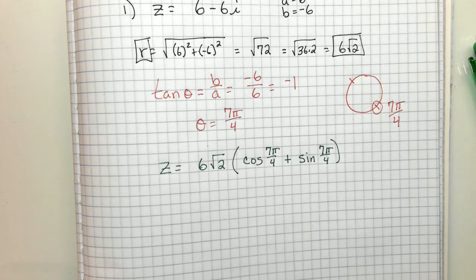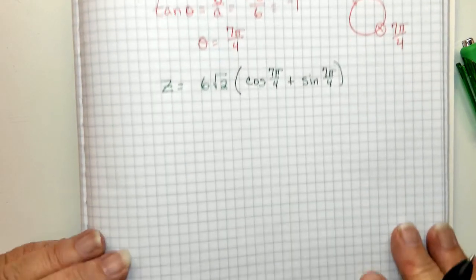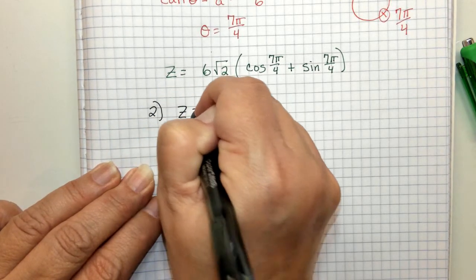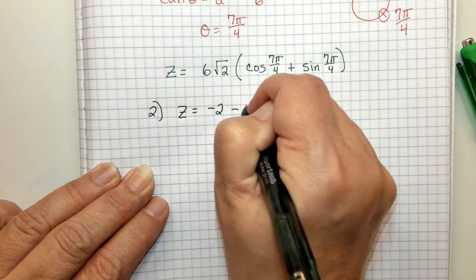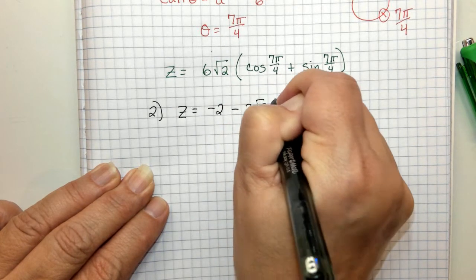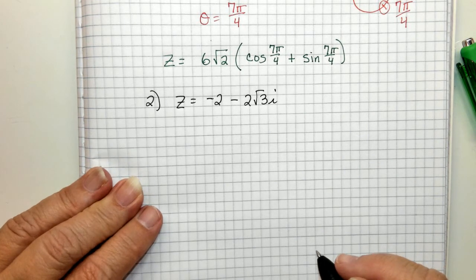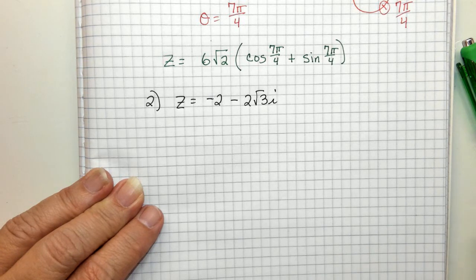All right, hopefully you've got the hang of that. Let's try one more. z is equal to -2 minus 2 times the square root of 3 i. All right, I would like you to pause the video and see if you can find r and theta, and then come back and compare to what I've done.